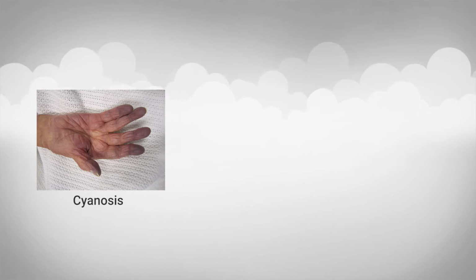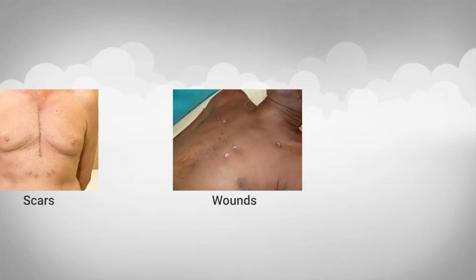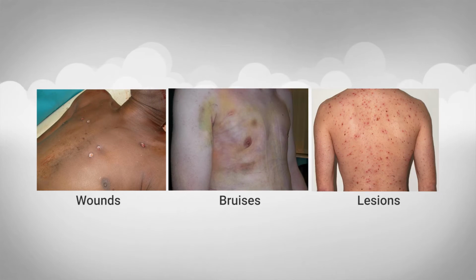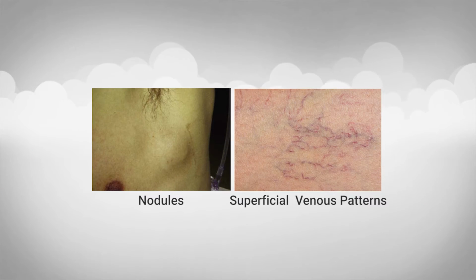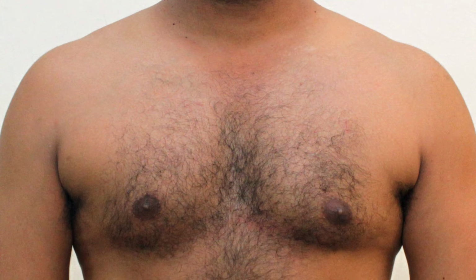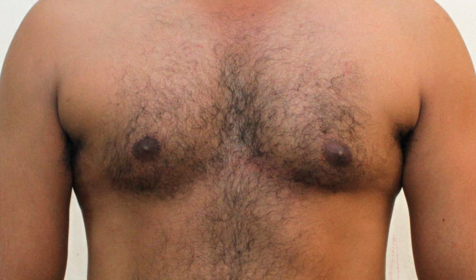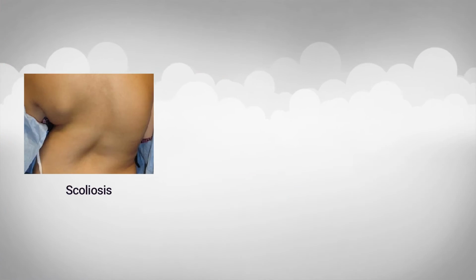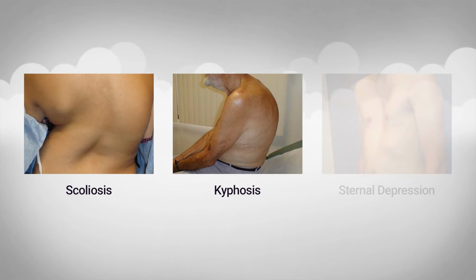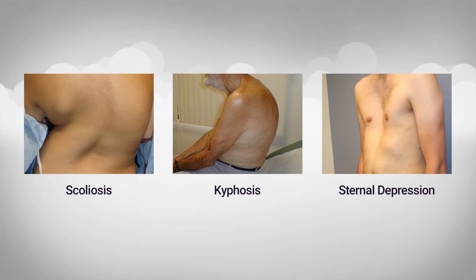Check for cyanosis, pallor, scars, wounds, bruises, lesions, nodules, superficial venous patterns or dilated veins. Observe the precordium and chest wall for any bulging or deformities such as scoliosis, kyphosis, or sternal depression.